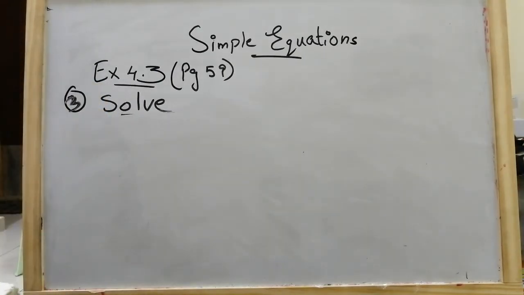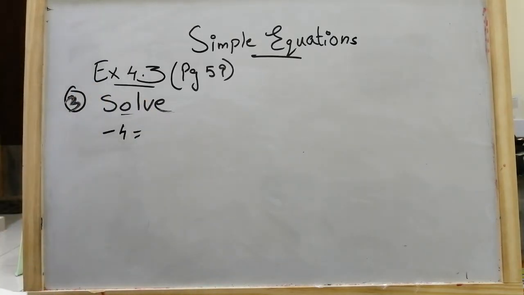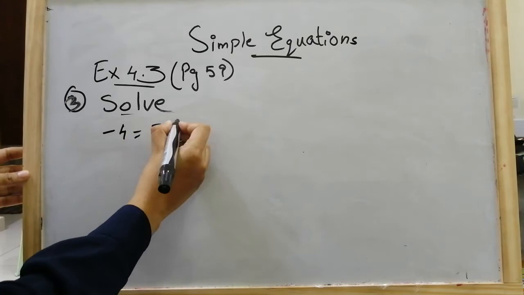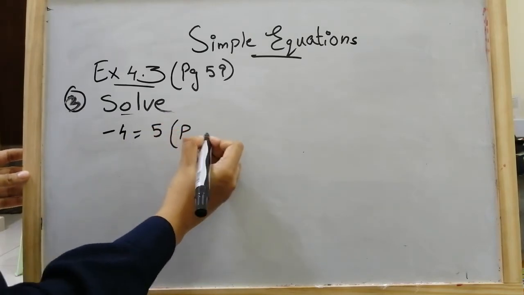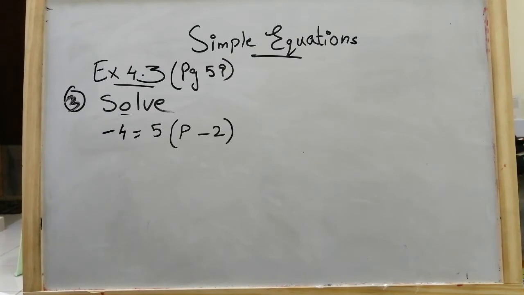Okay, now in the third question, again it is solved, and there are different types of equations here. So let's take sub question B. I'm going to first take sub question B over here. It is minus 4 is equal to 5 into p minus 2, right? Minus 4 is equal to 5 into p minus 2.